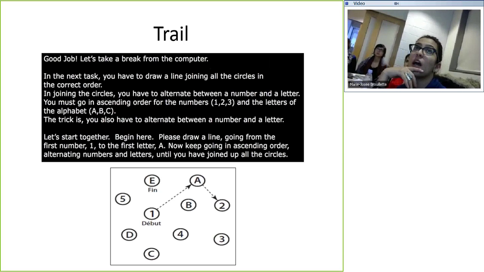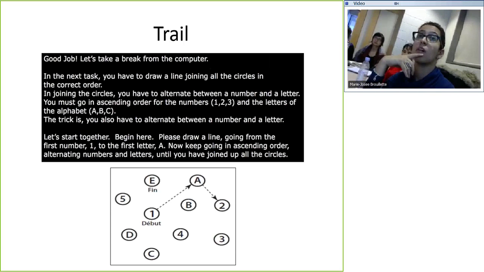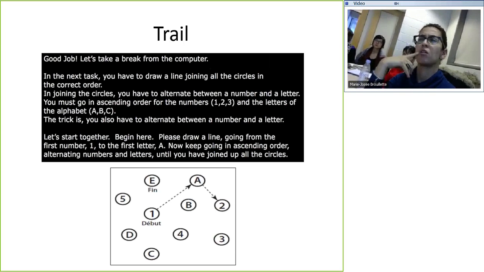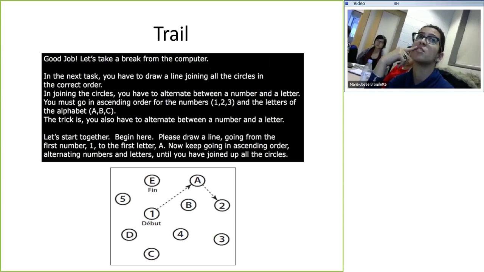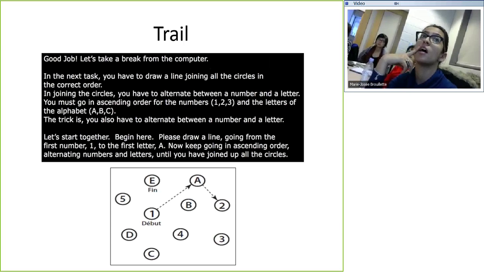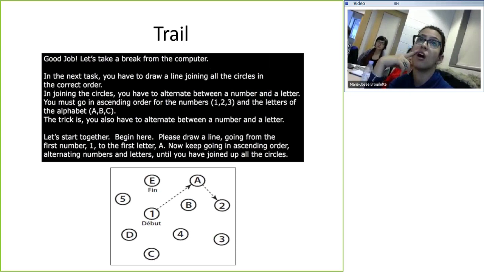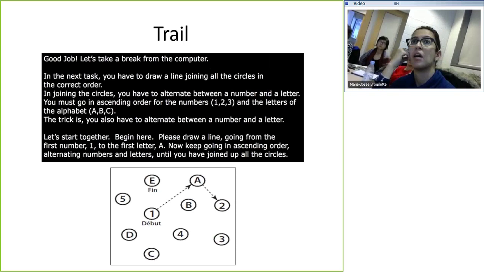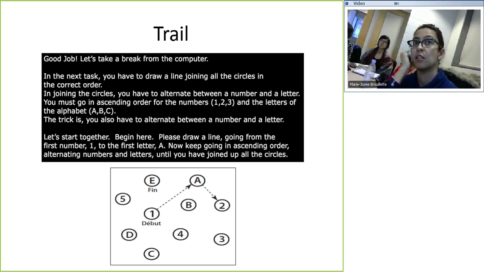After that, we have the trail. It's on paper for this one. We have 3 versions for this too. The participant has to draw a line that joins all the circles on the sheet, always alternating between a number and a letter, following the ascending order of numbers and the alphabetical order.